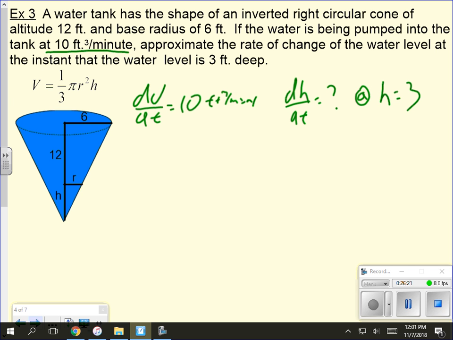Okay. I have a problem though. How many variables do I have in my equation for volume? I've got 3. I've got V, R, and H. All 3 of those technically are variables. dV/dt, I got that. dH/dt, I'm looking for. R, R's a problem. I don't know the dR/dt. I can't find the dR/dt and the dH/dt at the same time. So I need to eliminate the radius. However, that's actually much easier done than said.